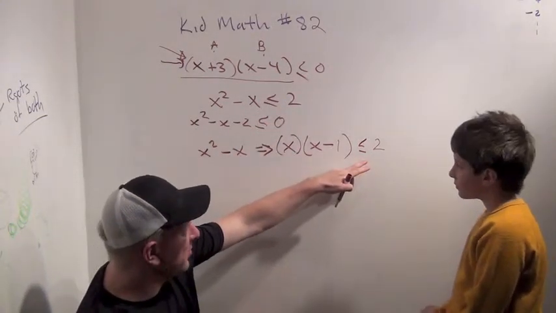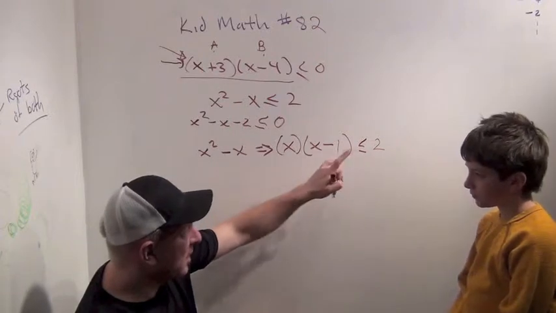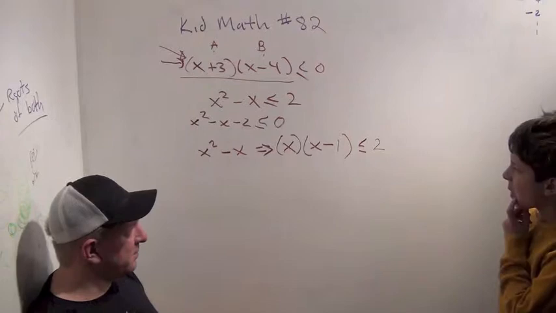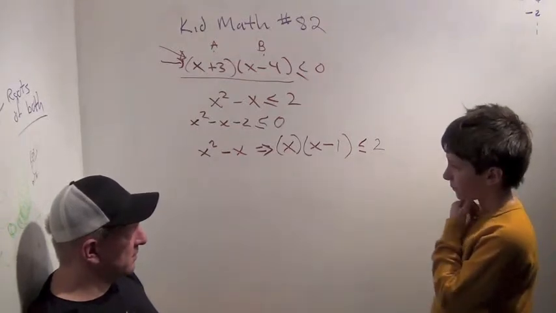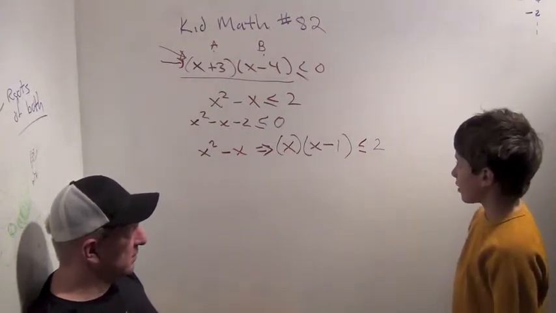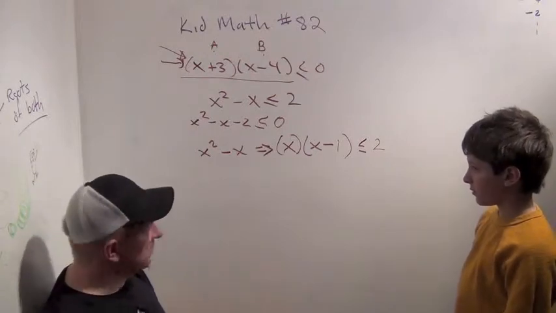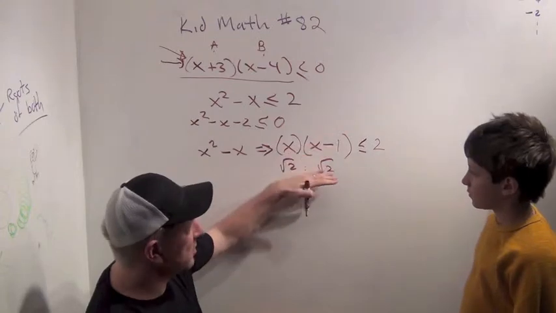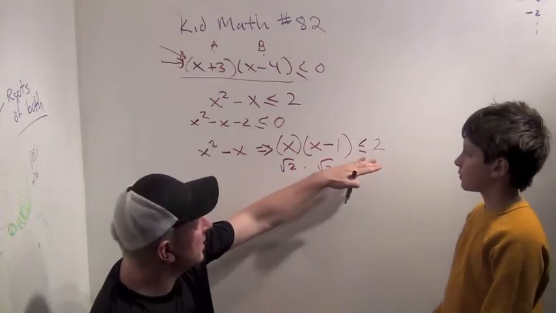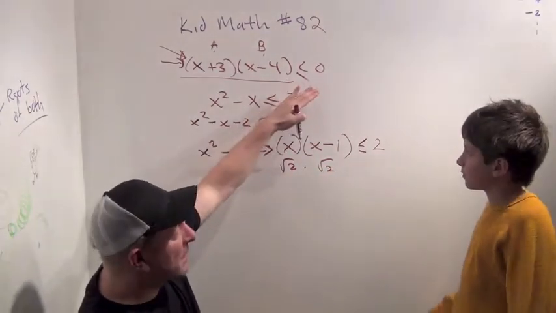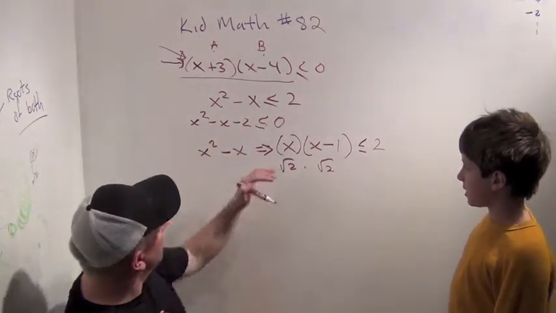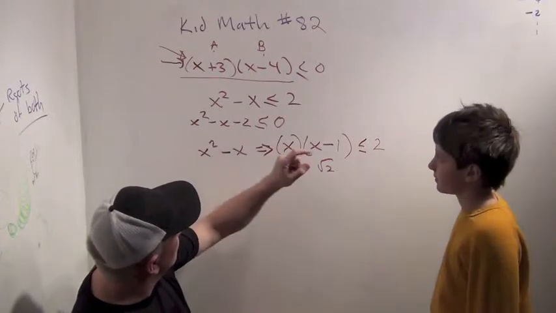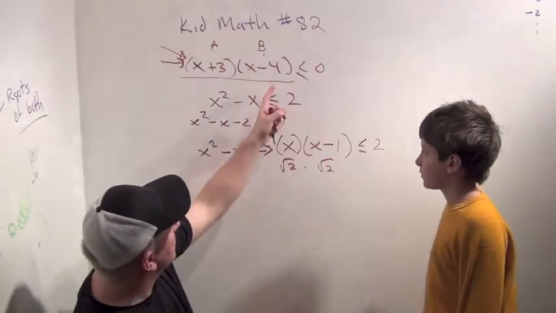Can you think of two numbers that multiply to be 2, and neither one of them is 2? Well, you could have the square root of 2 times the square root of 2. Sure. If these were both equal to the square root of 2, the product would be 2, and neither one of them would be 2. That can't happen with 0. So if we tried to factor this, we would have a problem. We couldn't solve it the same way.